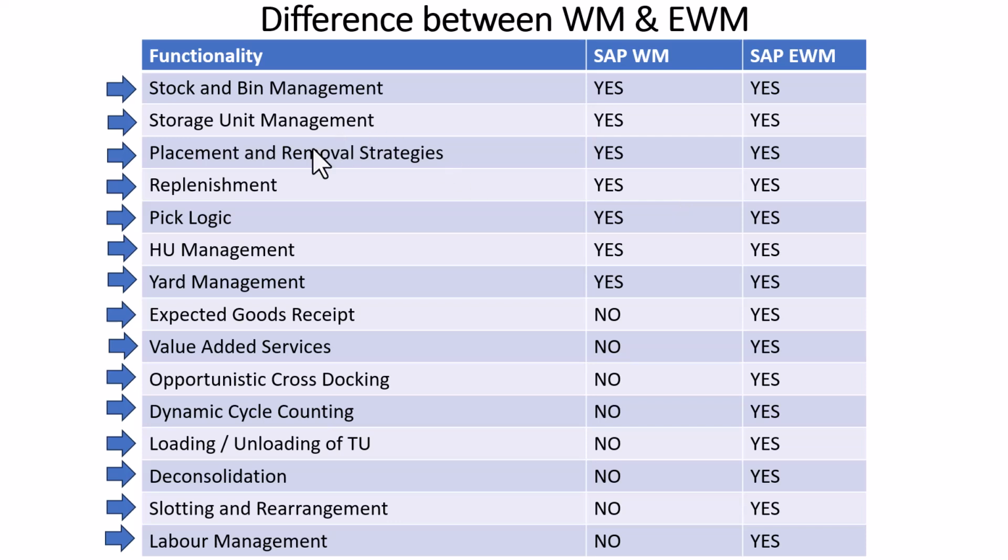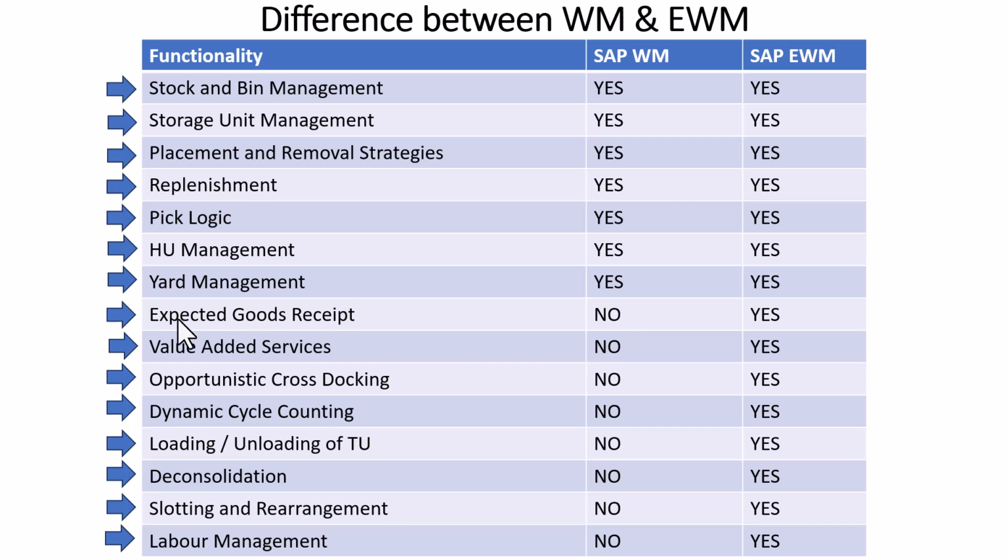Hi everyone, welcome to our next topic, which is expected goods receipt. Until now, from stock and bin management to ad management, we have seen that both the functionalities were available in SAP WM as well as SAP EWM. Now, what are the functionalities which are available in EWM and which are not available in WM? That is what we are going to explore right now.